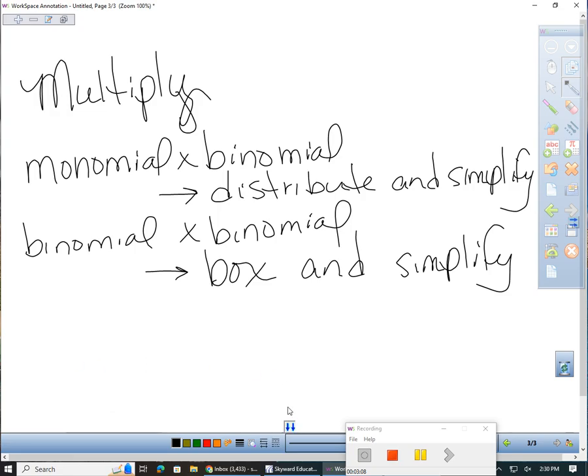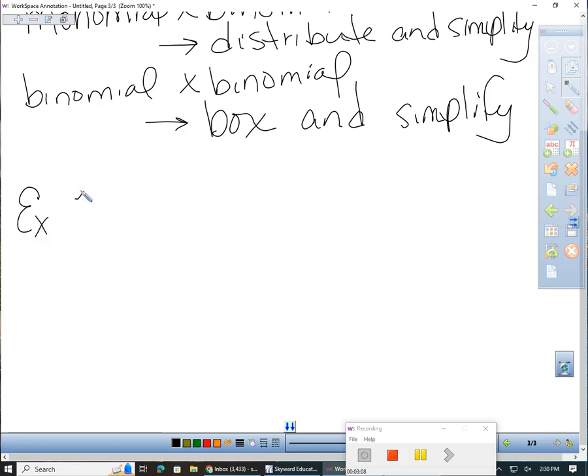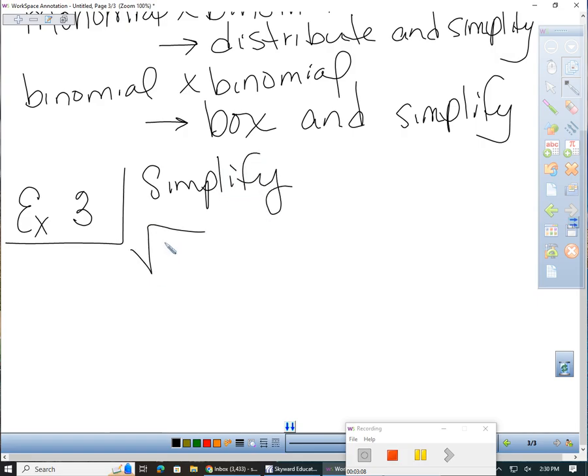All right, so here we go with example number 3. Simplify. Let's say I have the square root of 3 times the square root of 6 minus the square root of 15.